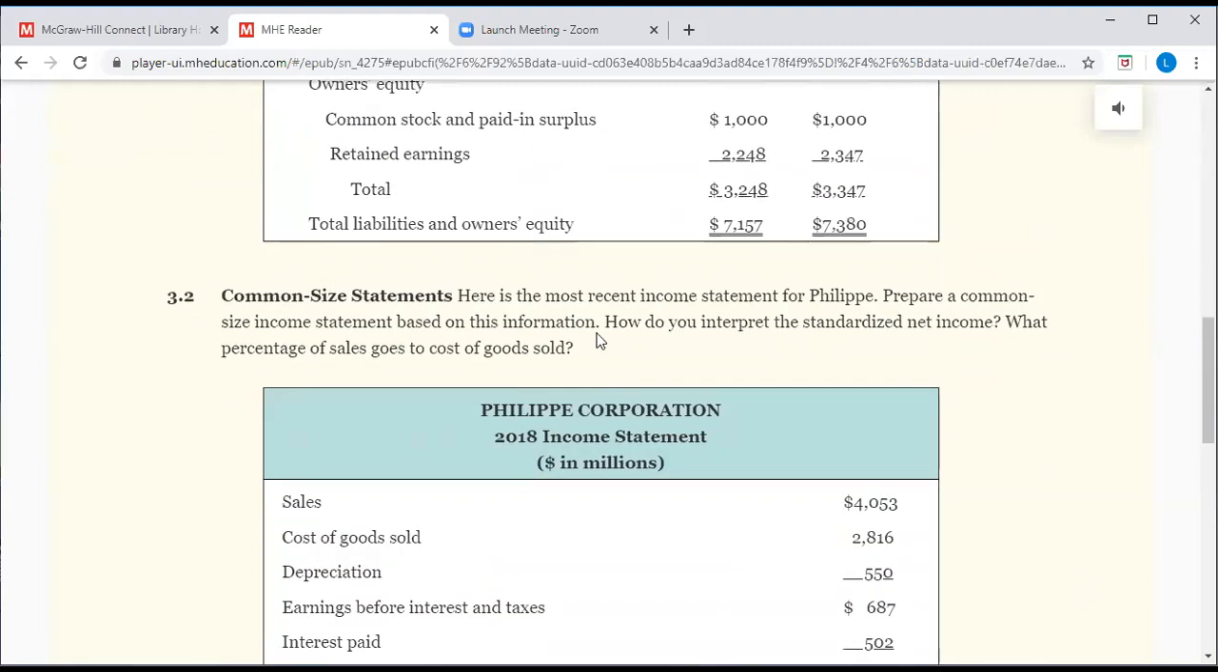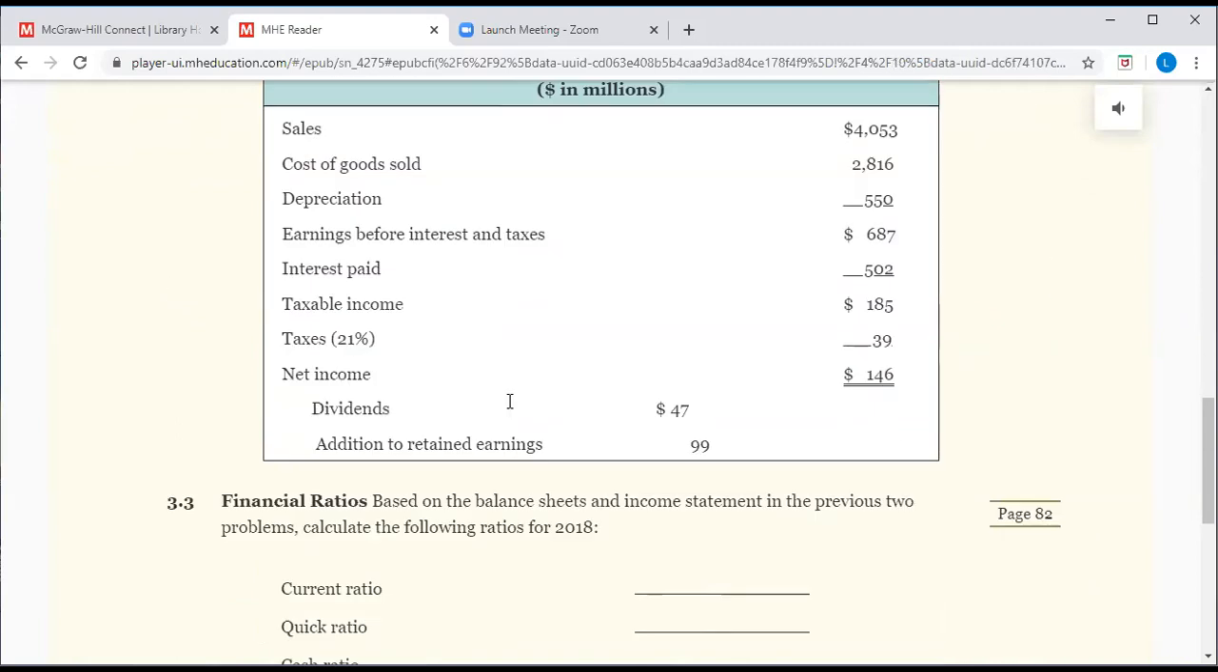Then they ask us to prepare common size statements, a common size income statement. How do you interpret the standardized net income? What percentage of sales goes to cost of goods sold? So some questions to be answered there.